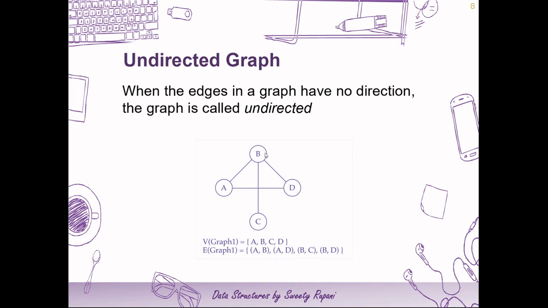We don't represent it twice because this is an undirected graph. Once we write AB, that also means that from B you can come to A. So AB is the same as BA. No need to represent that twice.